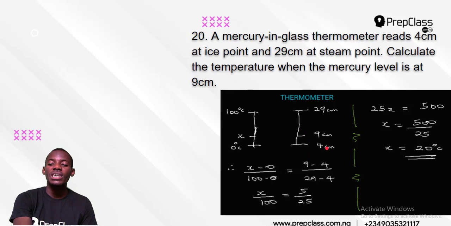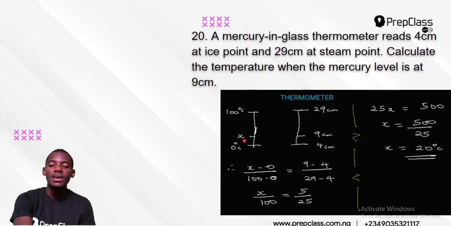This is my ice point, and this is my question here: 4 cm is my ice point, 29 cm is my steam point, and in between is 9 cm. Now find what that 9 cm will be in degrees Celsius. Of course, my 29 cm is my 100 degrees Celsius, and my 4 cm is my 0 degrees Celsius. What will my 9 cm be in degrees Celsius? That is what we are finding.